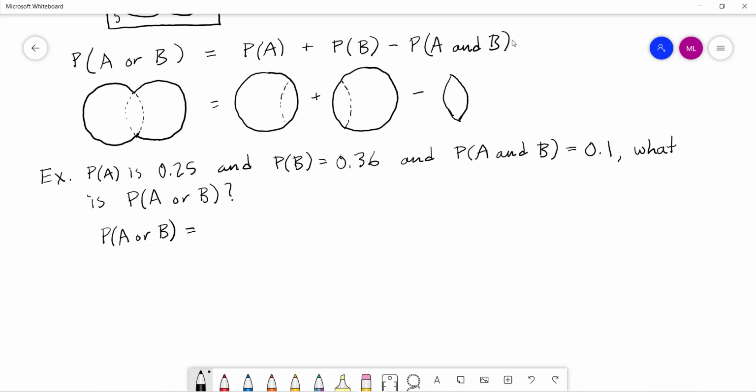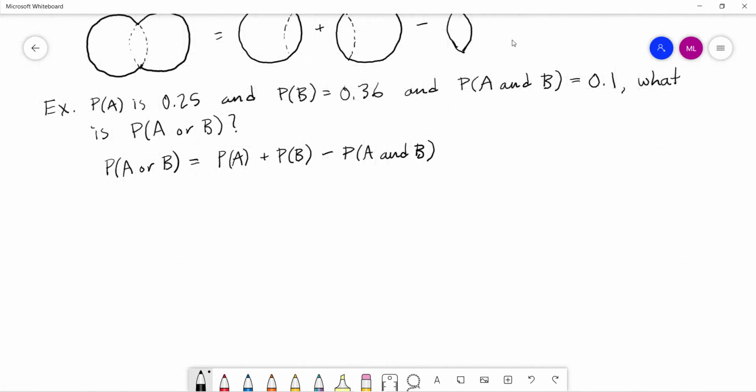So it's telling us that it's the probability of A plus the probability of B minus the probability of A and B. That's just my general addition formula. And we just plug in the numbers. What was the probability of A? It was 0.25. And to that, I add the probability of B, which was 0.36. And from that, I subtract off anything that was in the overlap of both A and B, and that's 0.1.